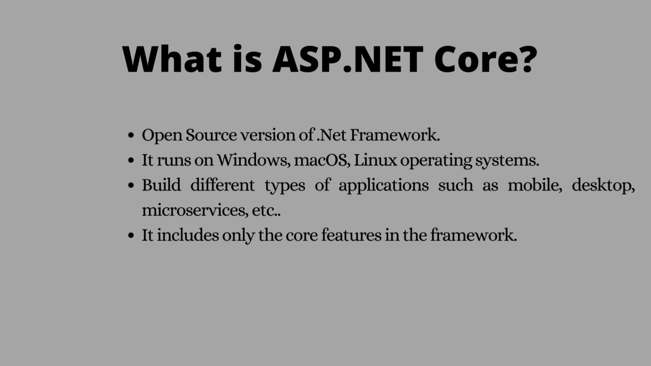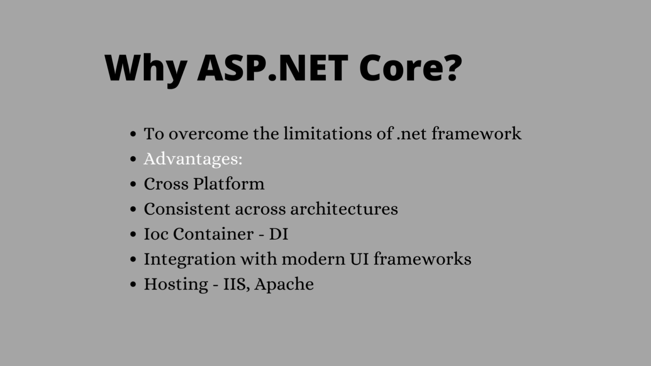So why are we moving to ASP.NET Core? Because we have some limitations in our standard .NET framework. To overcome those limitations, we are moving to ASP.NET Core. We will see some of the advantages. It supports multi-platform, like Windows, Linux, everywhere you can run your code. And it's consistent across architecture. What do you mean by that? The same behavior code can be run in different instruction sets like x64, x86. You can run on any of the instruction sets.